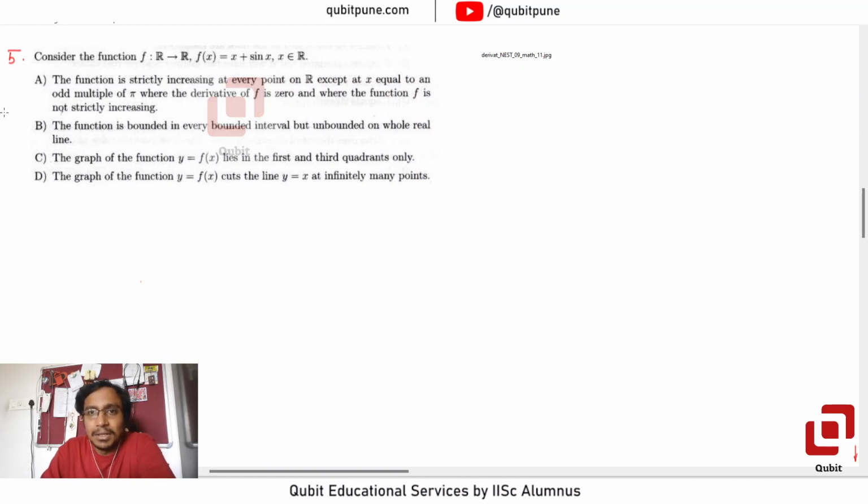D: the graph of the function y equal to f of x cuts the line y equal to x at infinitely many points. Okay, from 2009 this question is there, and this is a multiple select question, so more than one option could be correct. So obviously first let us write down the domain, the codomain and the definitions.